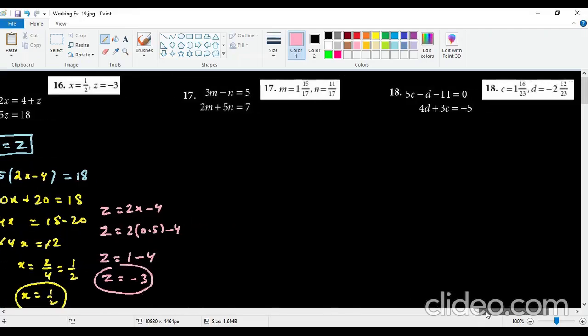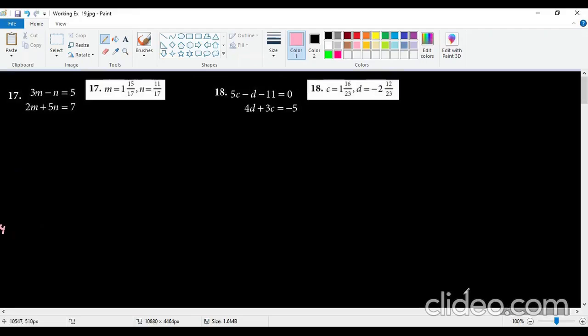Moving on to question number 17. It says 3m minus n equals 5. So I will rearrange the first equation: 3m minus 5 equals n. So this is the value of n. I will use the second equation.